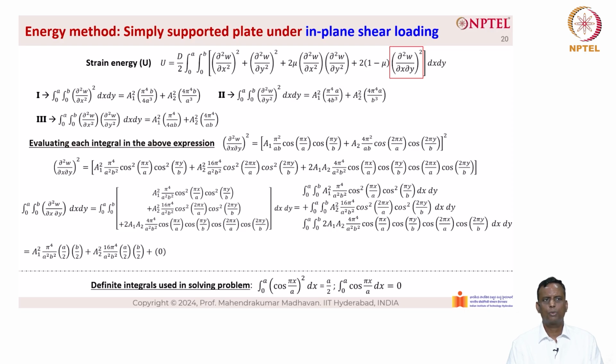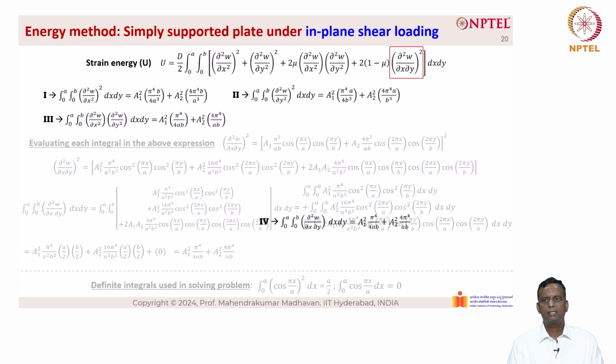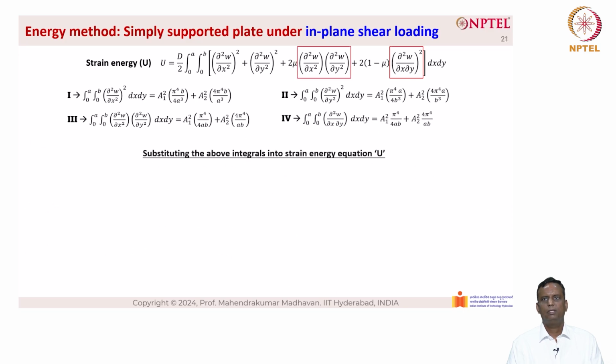The values are given as a1 square into pi power 4 divided by a square b square into a by 2 into b by 2 plus a2 square into 16 pi power 4 divided by a square b square into a by 2 into b by 2 plus 0. So, we have a1 square into pi power 4 divided by 4ab plus a2 square into 4 pi power 4 divided by ab, and that is the fourth integral value.